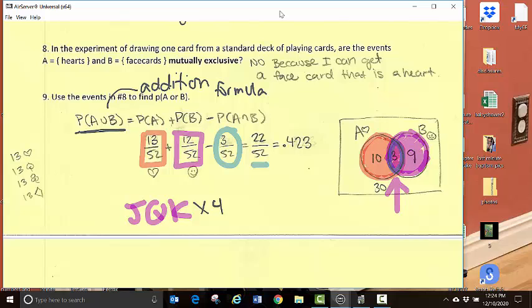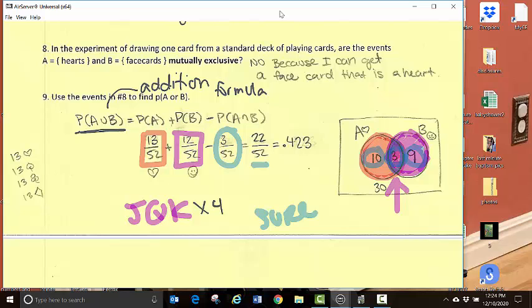Could you have just looked at the picture and said 10 plus 3 plus 9? Sure, you don't have to use the formula if it's not required. Don't make your life harder than it has to be. Use the way that makes sense to you.